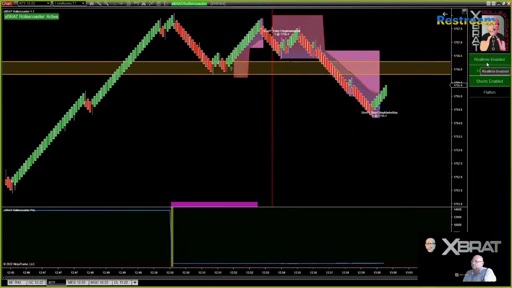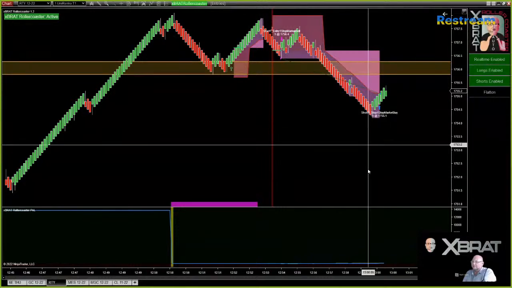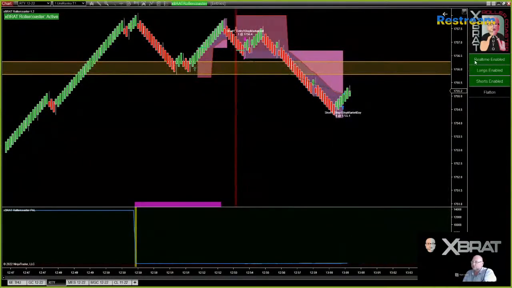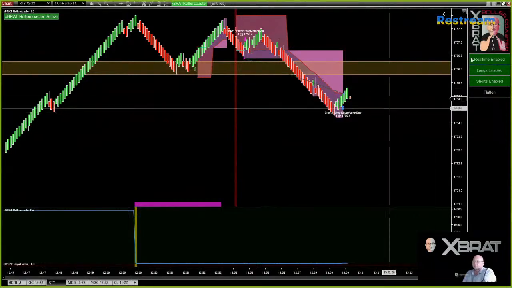Now, in theory, we don't want to have a long at this point because we're going to go long into resistance. So we could click real-time enabled and that disables it, so it won't trade. Okay, just made quick 60 bucks there. Okay, I can enable it again if I think it's going to go down.